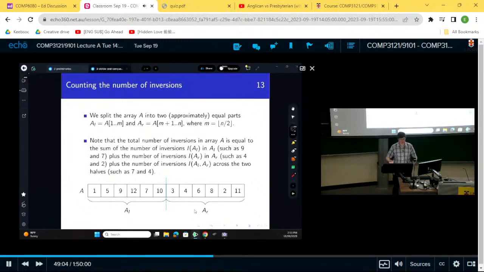We can probably recursively compute the number of inversions inside AL, and compute the number of inversions inside AR, but then there are some inversions that go across, right? I think that's the main challenge: how to count the inversions that go across the two halves. So let's do a 10-minute break while you think about the solution, and then we'll resume in 10 minutes.